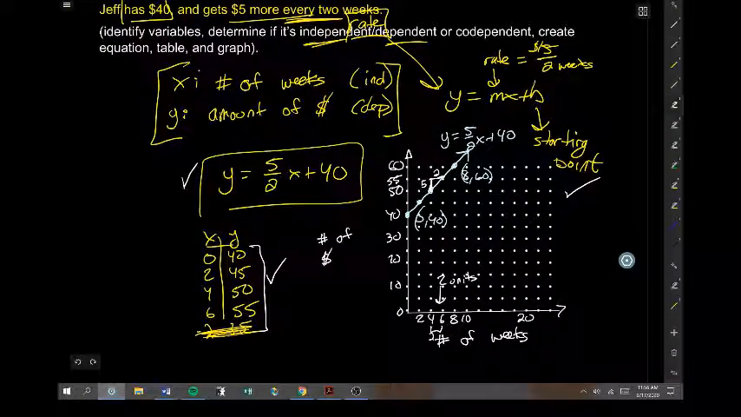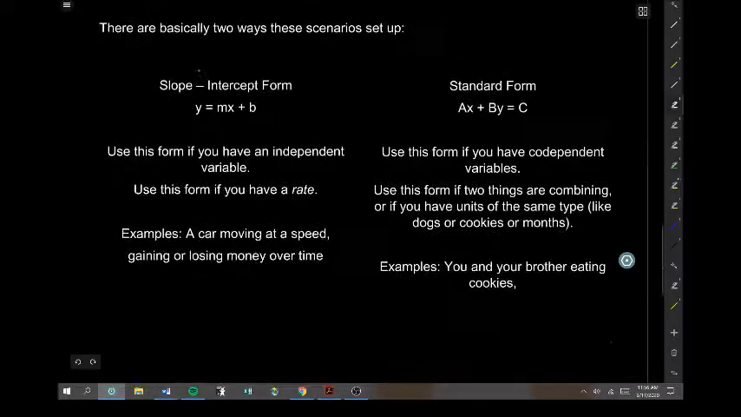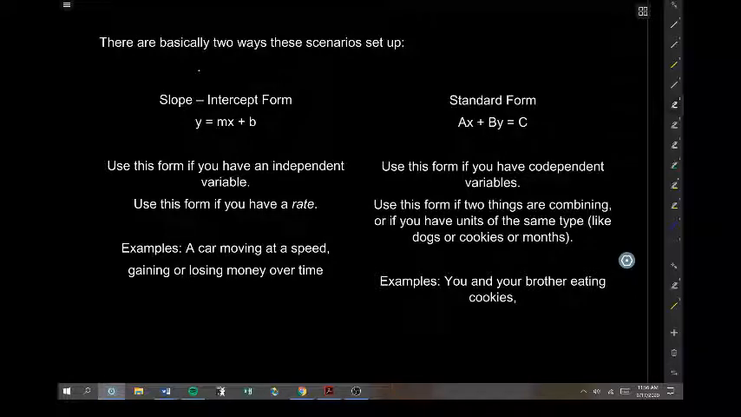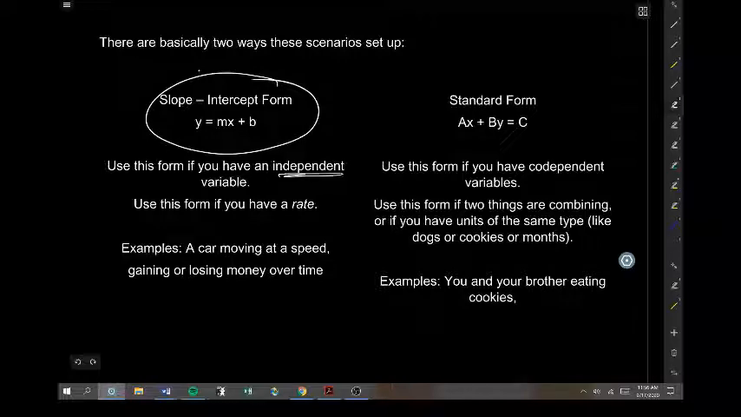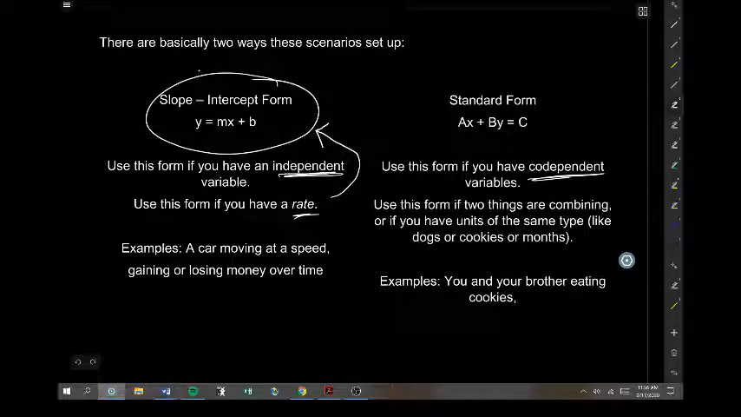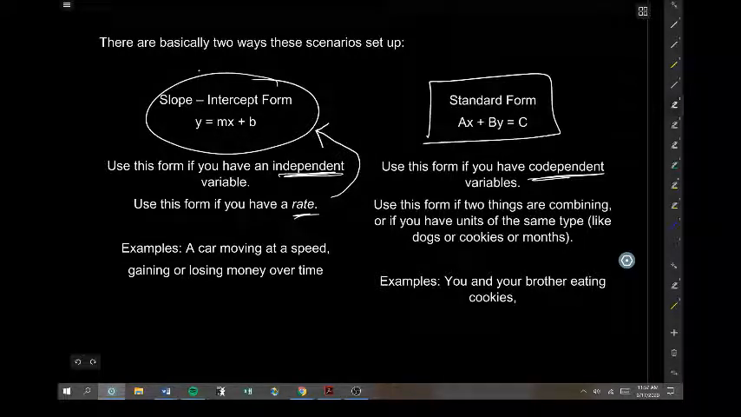Okay, this is a lot of stuff to wrap your head around. There's a lot of things happening here. We'll spend a couple days on it. And we'll talk about this a lot tomorrow, but there's basically 2 ways to set these scenarios up. One of them is in slope-intercept form. If you have an independent variable or a rate, like number of dollars per 2 weeks or something, that'll be y equals mx plus b. But if you have codependent variables, like the number of cookies you're eating, it'll be in standard form, ax plus by equals c. Whenever you're combining 2 things together, like 2 people eating cookies or 2 genders in a classroom or something, it'll be standard form, codependent. Otherwise, it'll be slope-intercept form with a rate.